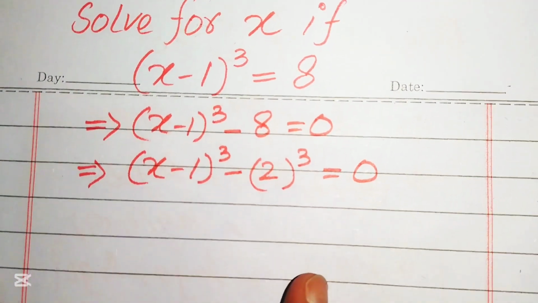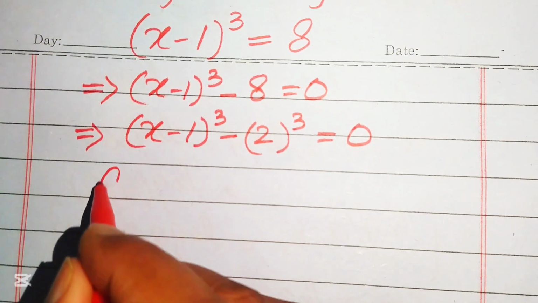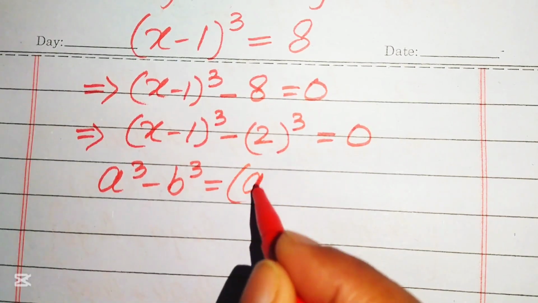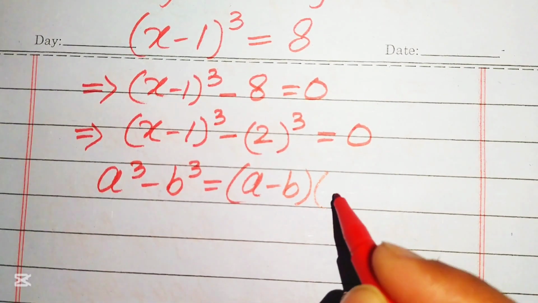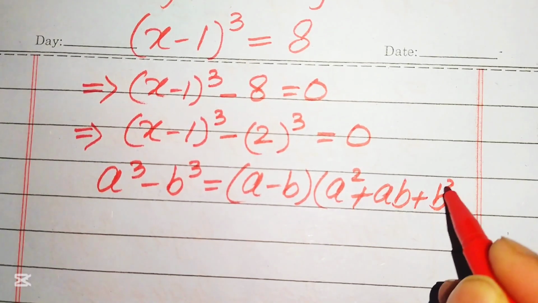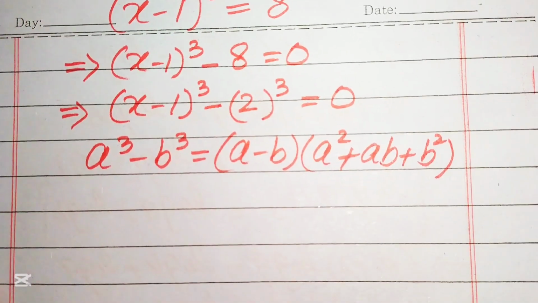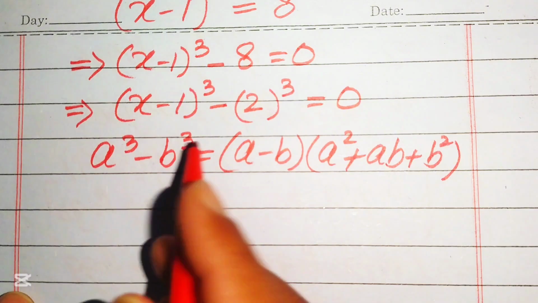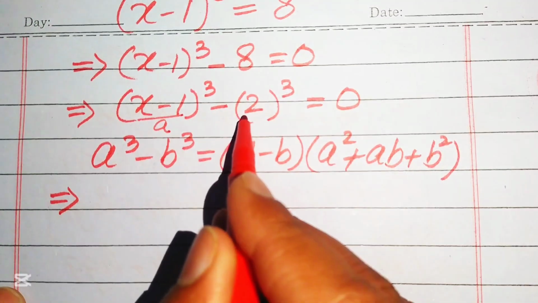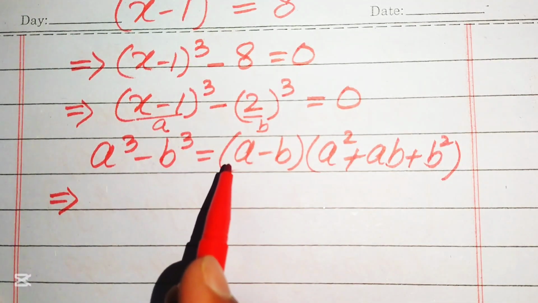After this step we need more simplifications, and now we can apply the cubic formula here. You know that a cubed minus b cubed equals (a minus b) times (a square plus ab plus b square). So we can apply this nice cubic formula. According to it, we will write our above equation in this form. Here the value of a is x minus 1, the value of b is 2. Now we need to substitute the values of a and b in this formula.